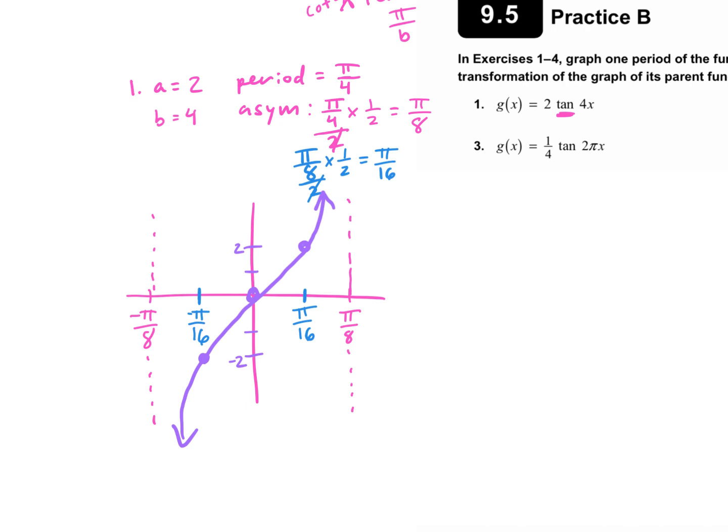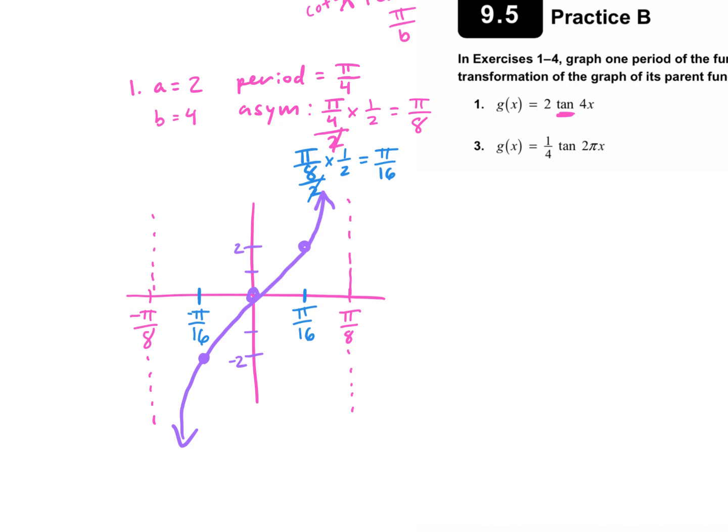So important things about tangent graphs. They don't have to be perfect. All of your graphs don't have to be perfect. I understand we're not all artists in here. But you just have to make sure that you don't cross the asymptotes and that it's increasing. So it has to go in this direction. Can't be decreasing. Then that would be wrong. And can't cross the asymptotes.